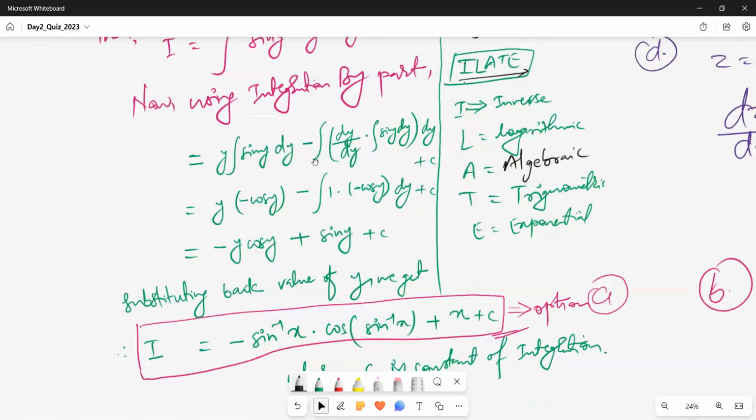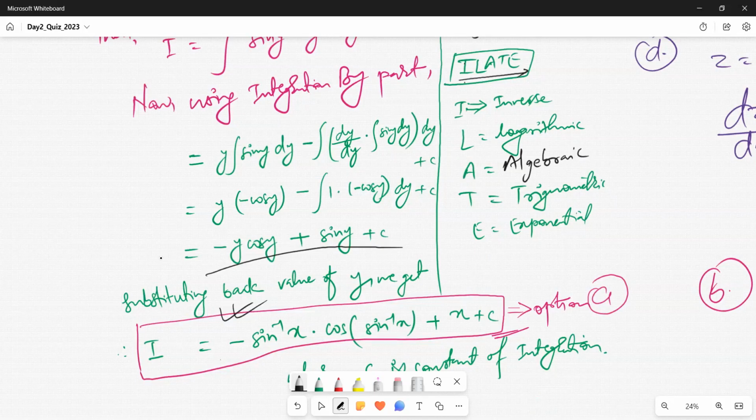Now we have all this integration by parts, y sine y dy, minus this, just go through this, so minus y this thing and substituting back. Now when you do this integration, you get the final answer as minus y cos y plus sine y plus c, where c is the constant of integration. Now substituting back the value of y, what will you get? You will get this one.